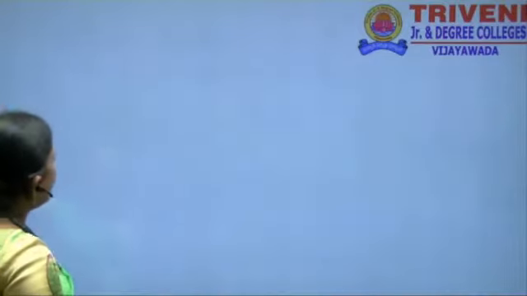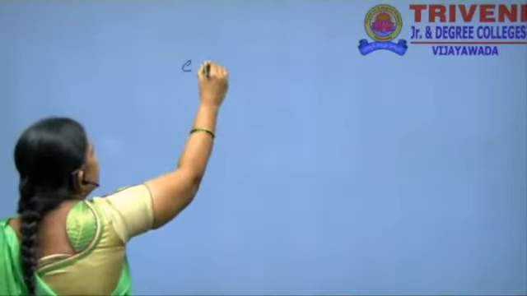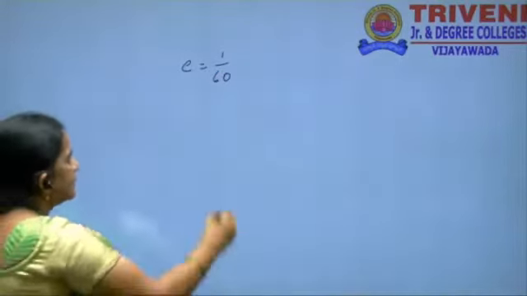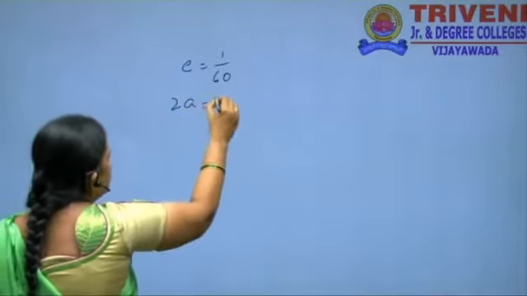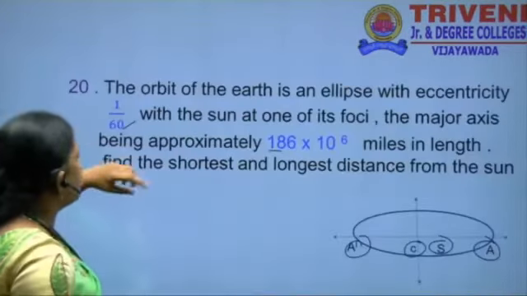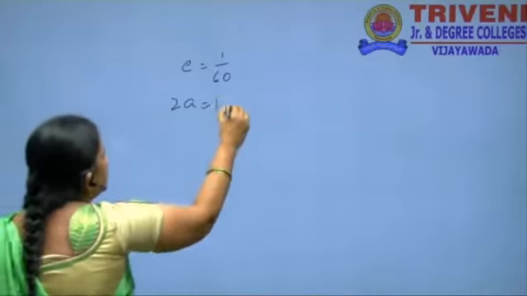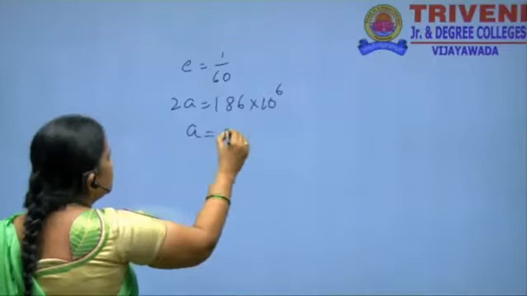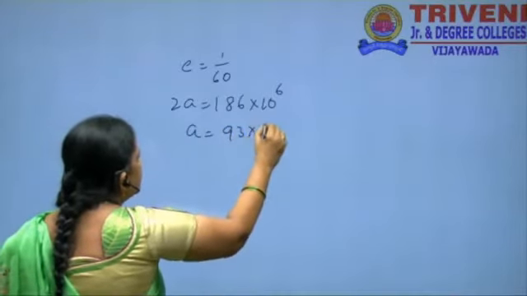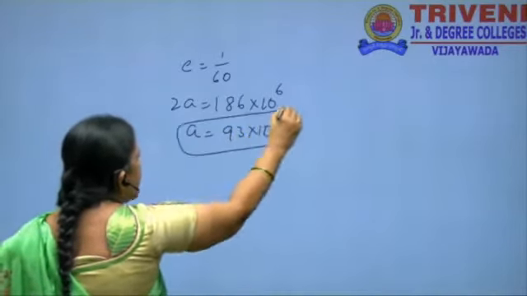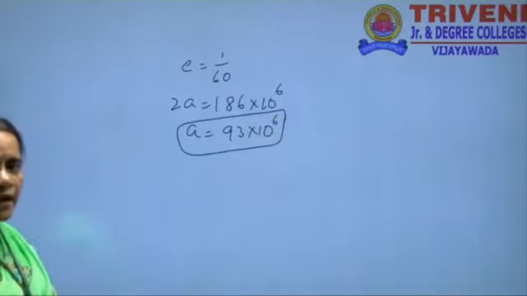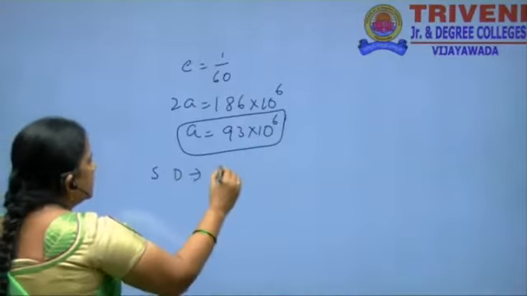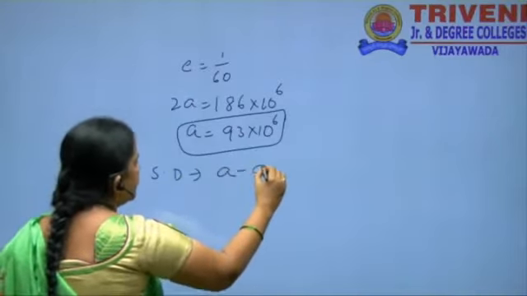They are given the value e is equal to 1 by 60 and major axis 2a is equal to, what is the value given? 186 into 10 power 6. So a is equal to 93 into 10 power 6. We have to find the shortest distance and longest distance. The shortest distance is a minus ae.